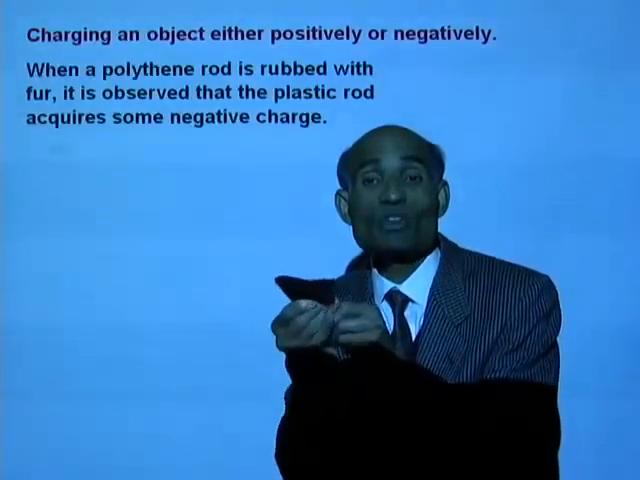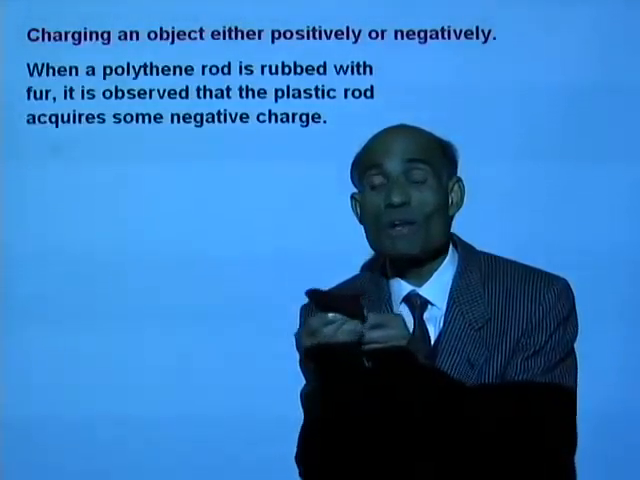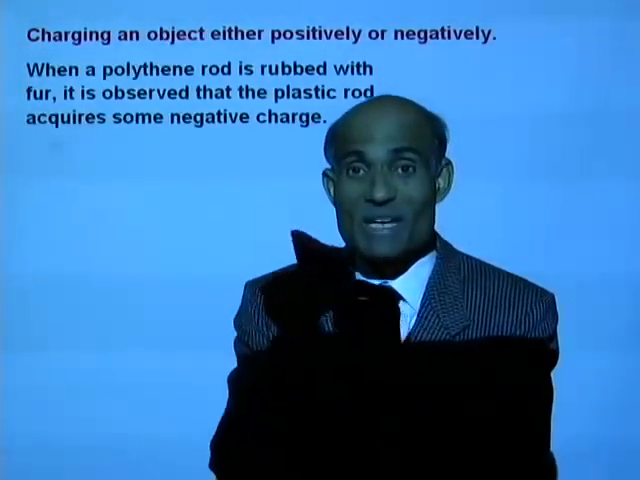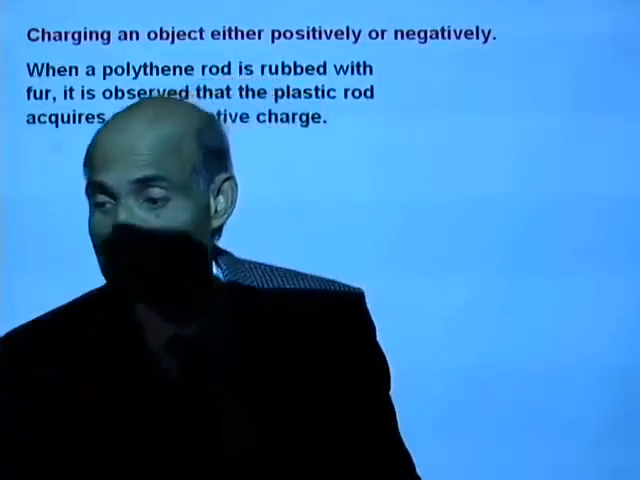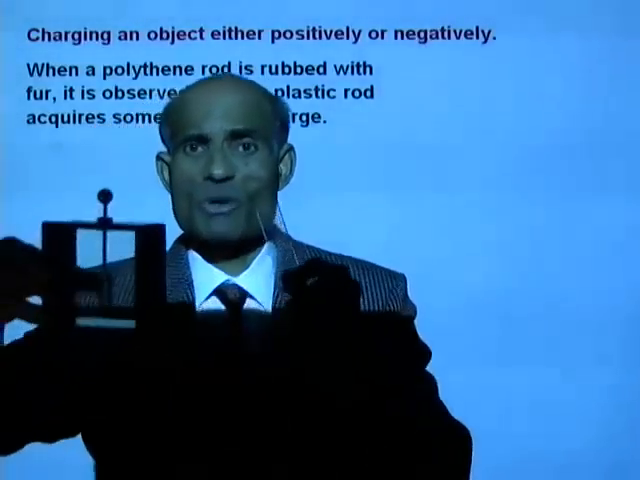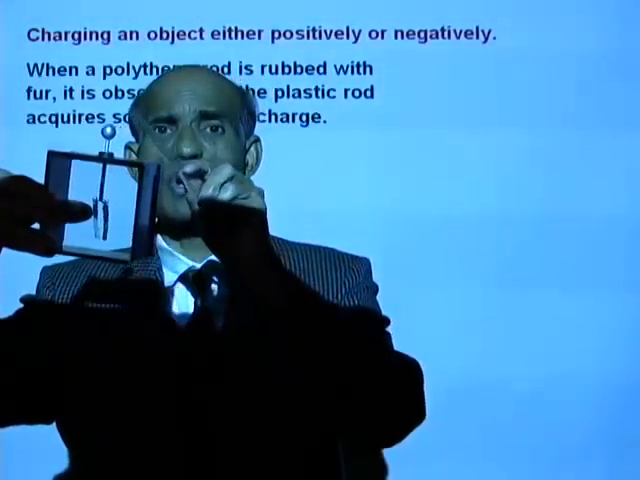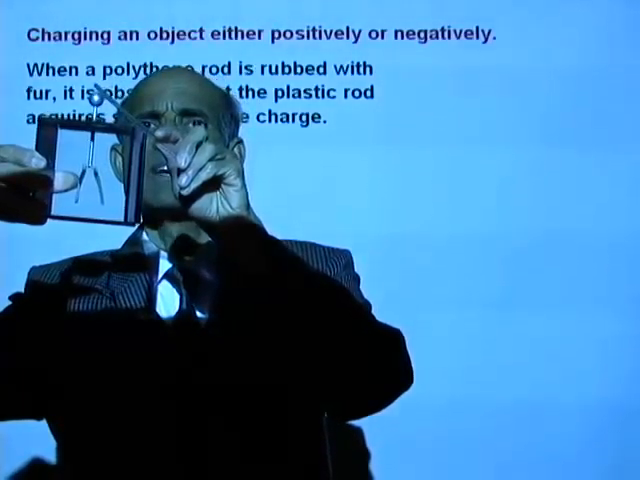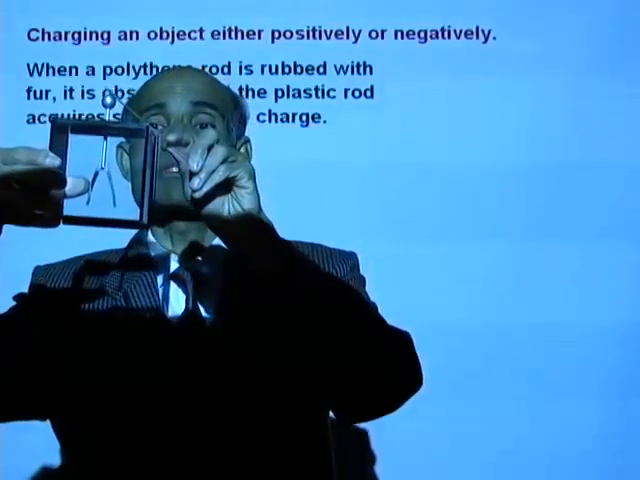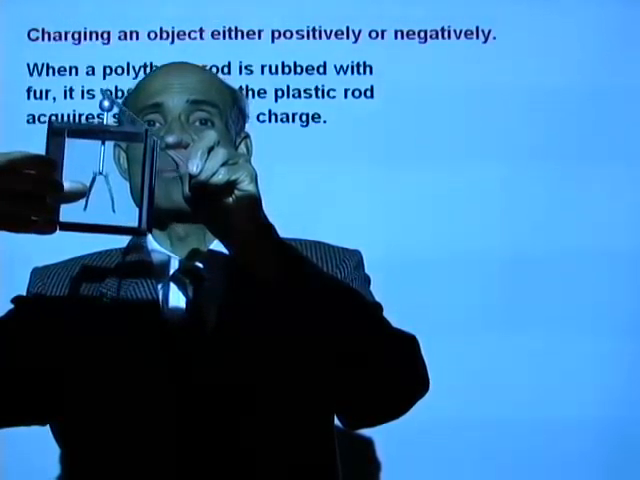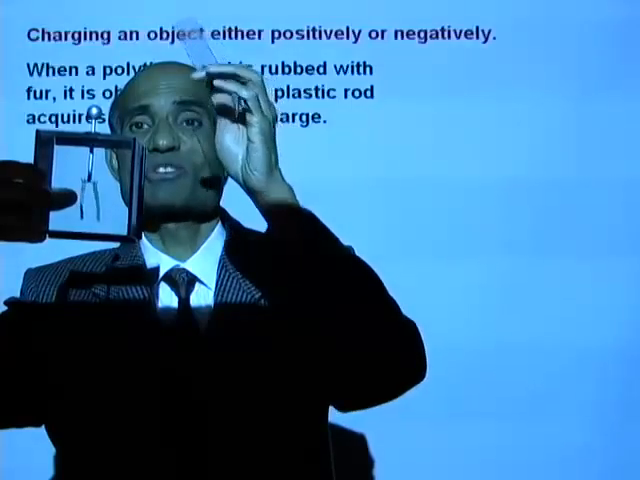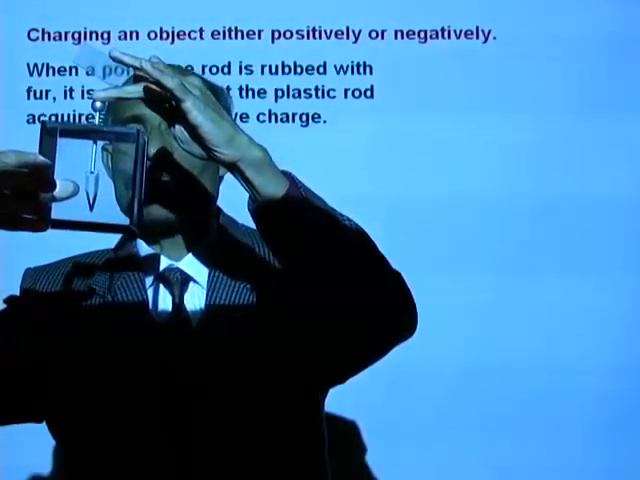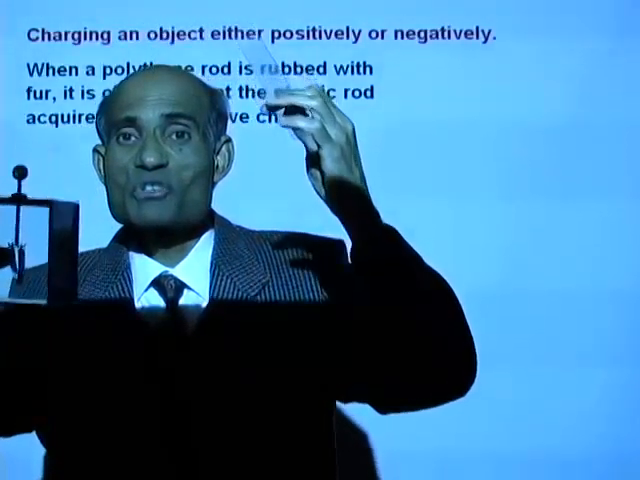Now, electrons from fur will get transferred to the polythene sheet. Now, let's see if the polythene sheet has some excess charge. Let's try and bring it close to the electroscope and see what happens. Now, you can see the electroscope is now charged. Look at the leaves of the electroscope. I have been able to charge the electroscope. Now, if I touch, you can see when I touched, all the charges disappeared.